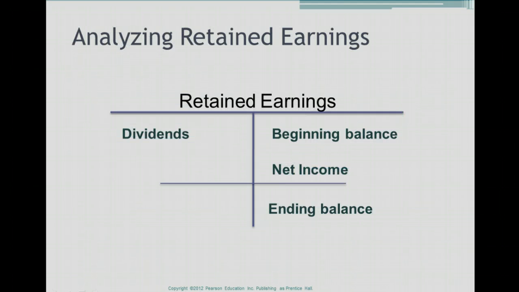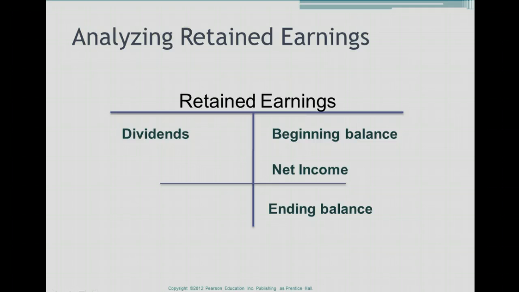Let's analyze your retained earnings account. Your retained earnings account has a beginning balance, a normal credit balance, but remember, if there's accumulated losses, your beginning balance in your retained earnings would be a debit balance. For this analysis, we are going to assume that this is a normal credit balance. So a beginning credit balance, net income increases retained earnings, and dividends decrease retained earnings.